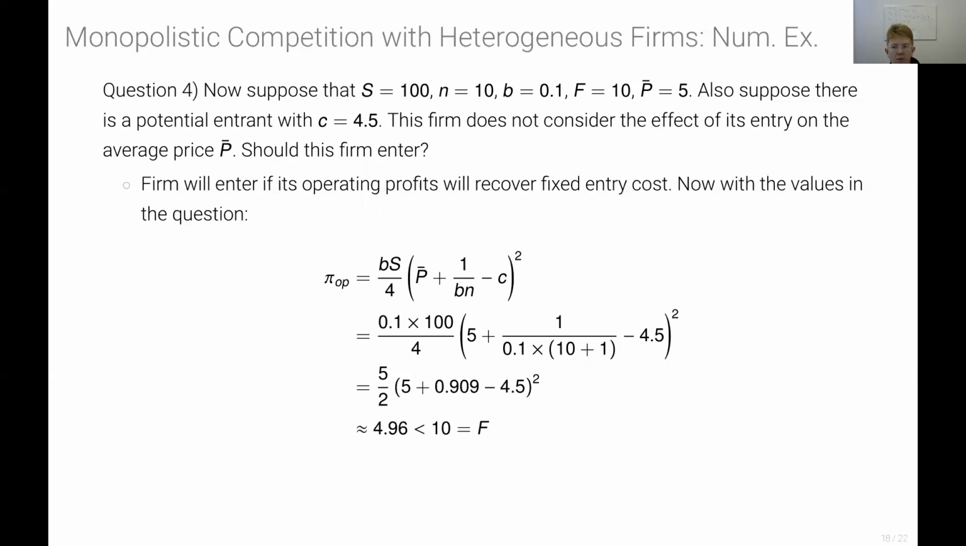So just to recap, in question 4, we take the general result of operating profits that we calculated in question 3, and just plug in for all the values, and then compare it to the fixed cost and say, well, looking forward, would a firm want to enter? And in this case, it's no.